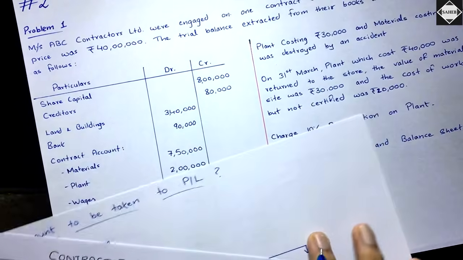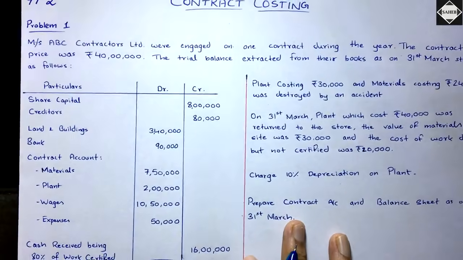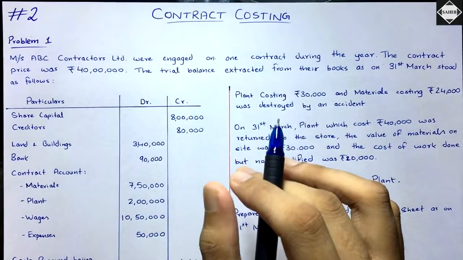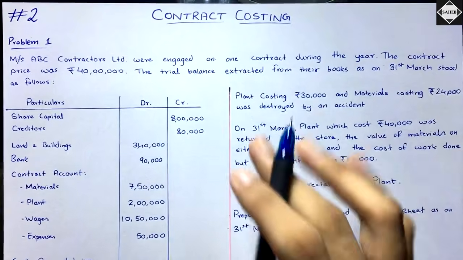Now let's get back to the problem. Let's solve this problem properly, and let's understand how to solve a problem of contract costing. Now here we have the question. Let's go through it once. Let's try to understand what is happening over here.